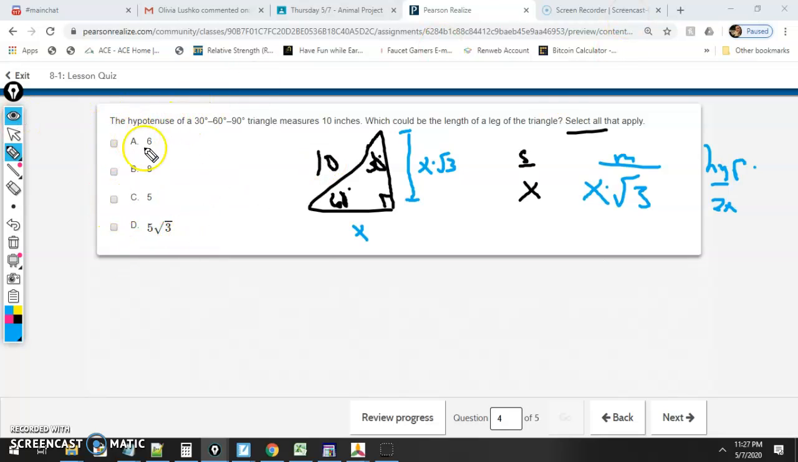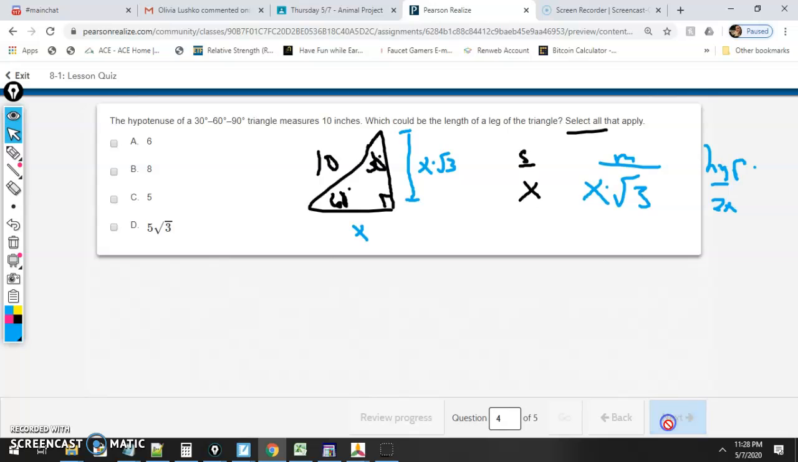The other check, which one is it? I think there's only 2 checks. There should only be 2 checks, all right? The other check is the medium side. It's across from the 60. It's X times the square root of 3. All right, so there you go. I pretty much gave you the answer.